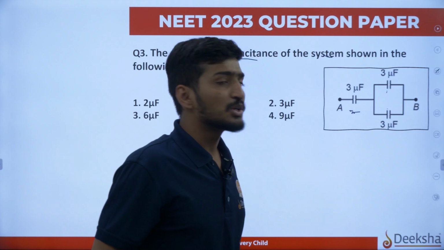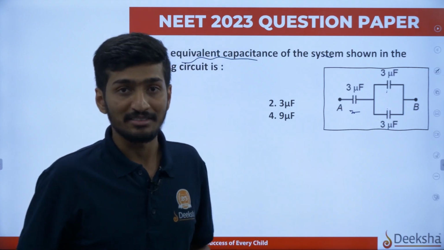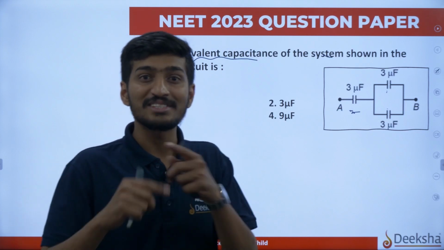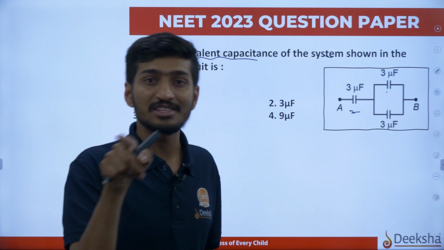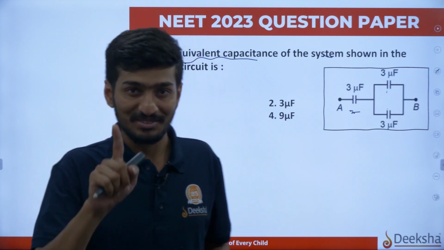How do you calculate equivalent capacitance of two capacitors in parallel? You just add them, right? Equivalent capacitance in parallel is C1 plus C2. And what about in series? In series it is 1 by C1 plus 1 by C2, okay? It's the opposite of resistances, don't get confused, alright?